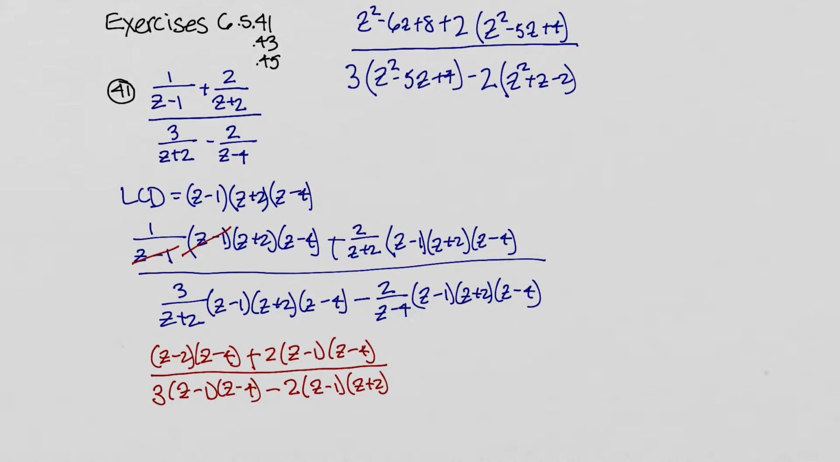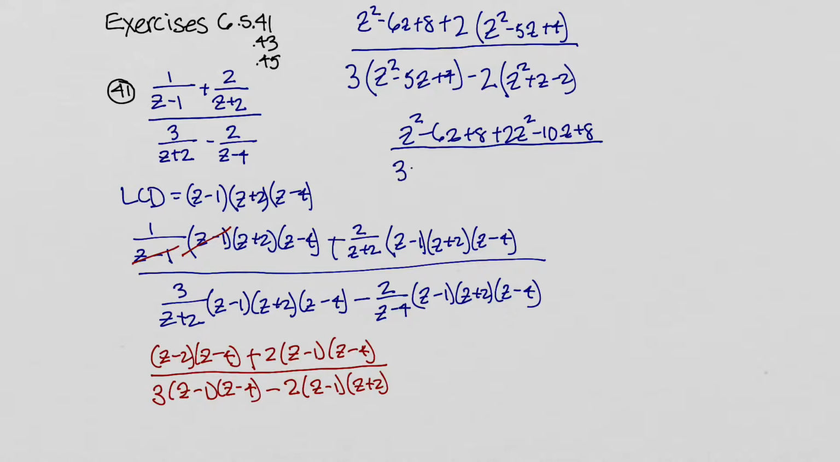All right, let's finish our multiplication here. So we're going to get z squared minus 6z plus 8. Now, let's multiply through by 2, right? Distribute. So that 2 will go to each one of those terms. So we'll get plus 2z squared minus 10z plus 8. And in the denominator, let's take this 3 through, so multiply everything through here by 3.